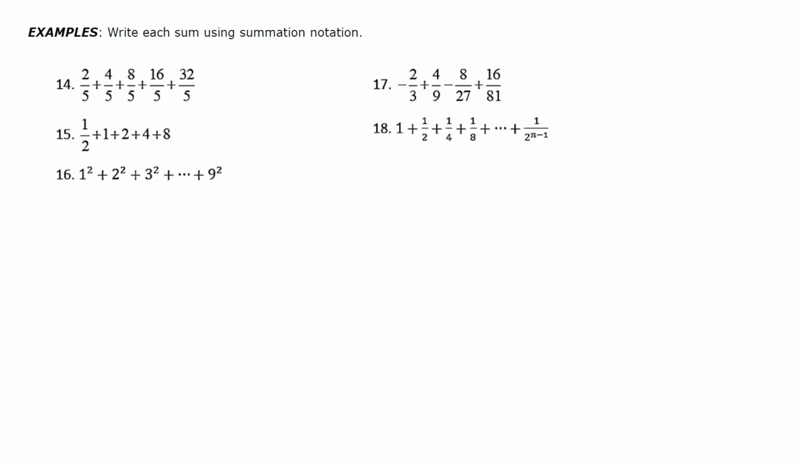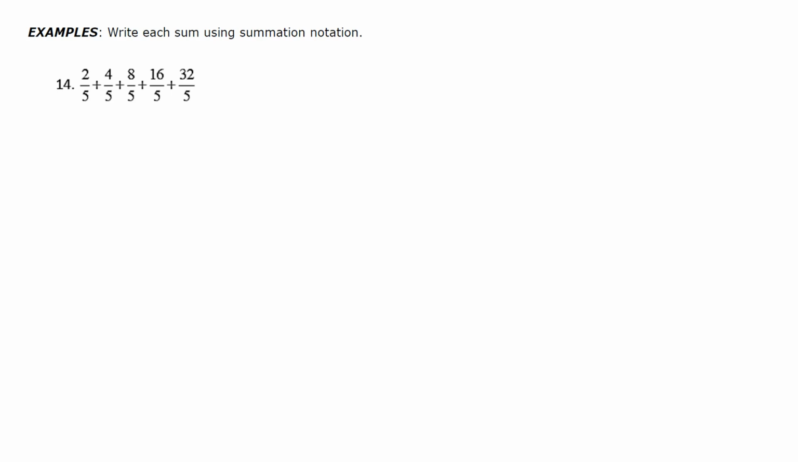All right, so now for these examples, we're going to work backwards. We're now going to write each sum using sum notation. So we need to identify what is the pattern and relationship going on between each of these terms that will allow me to write my sum notation. So let's look at the first one. We have 2 over 5 plus 4 over 5 plus 8 over 5 plus 16 over 5 plus 32 over 5. The first thing I noticed right off the bat is the denominators are all 5.